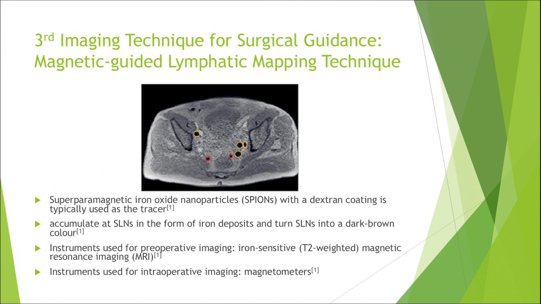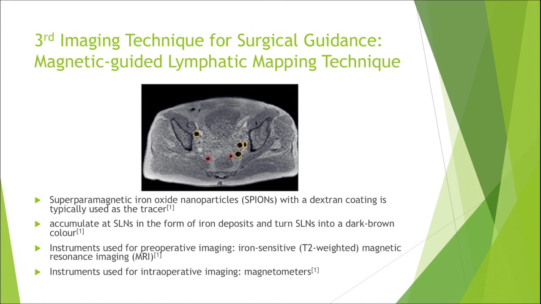The third imaging technique to be introduced is the magnetic-guided lymphatic mapping technique. This technique much resembles the radio-guided technique. Instead of radiocolloids, it uses superparamagnetic iron oxide nanoparticles with a dextran coating as the tracer. It is abbreviated as SPIONs, which I pronounce as spions.